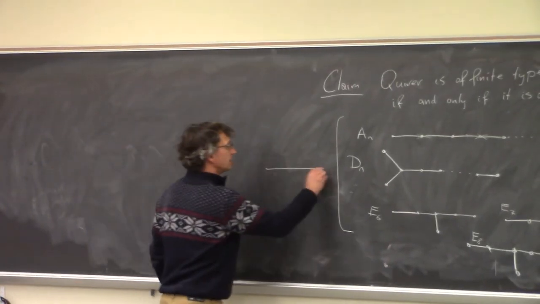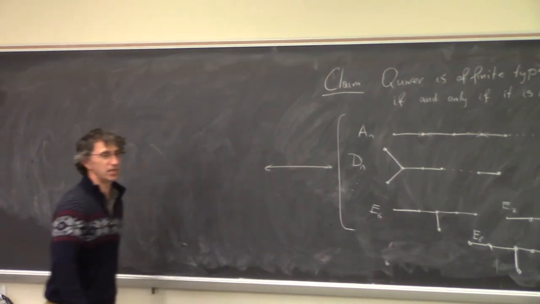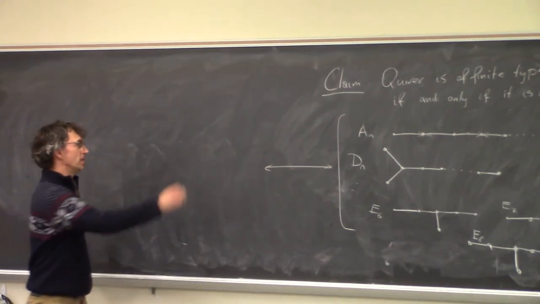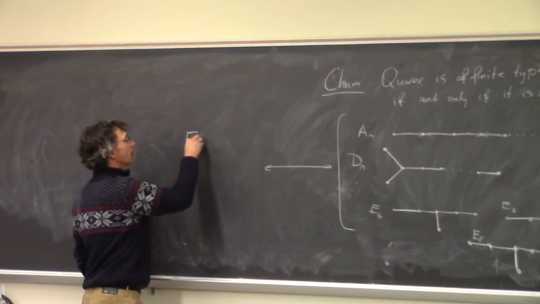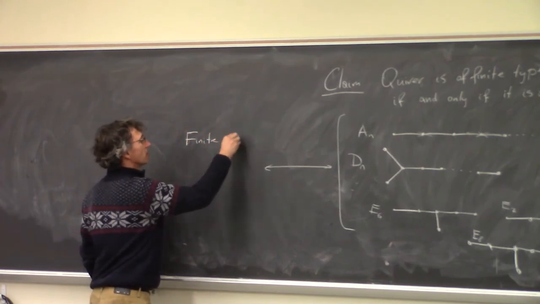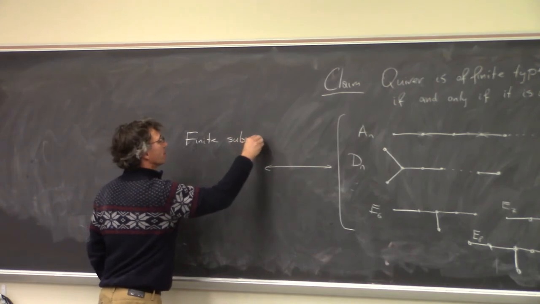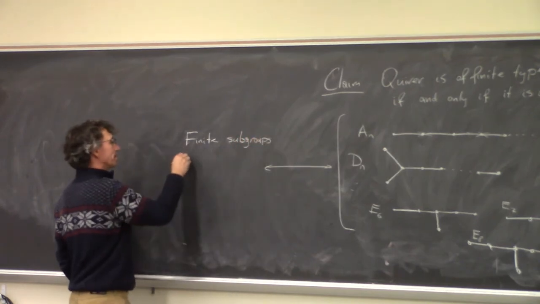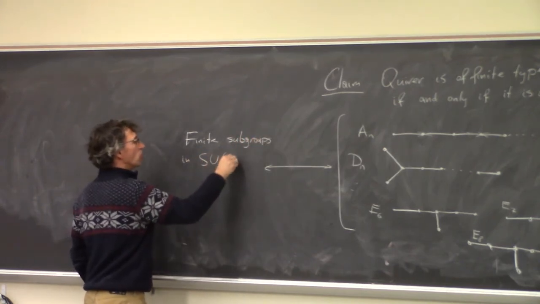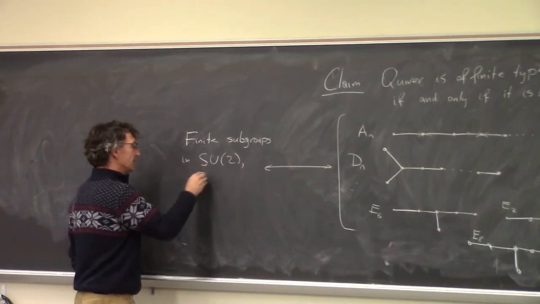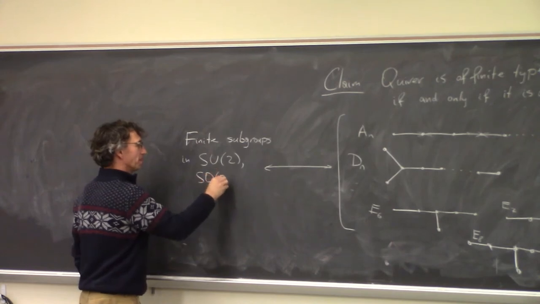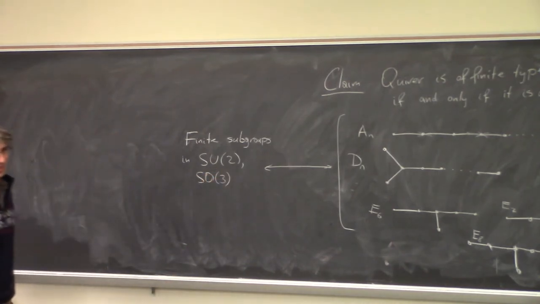It turns out that the same diagrams also classify different things. Namely, they also classify finite subgroups in SU2, which is almost the same as SO3. Let me ignore the difference. These two groups are not the same, but they are very closely related.